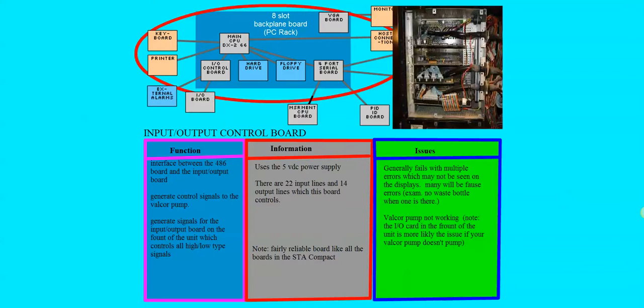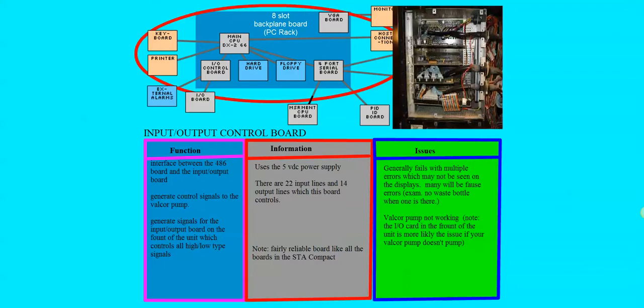Input-output control board. It uses the 5 volts power supply. It communicates between the 486 PC board and the input-output board. It also generates signals for the Velcor pump, along with several signals for different input-output board buffers.